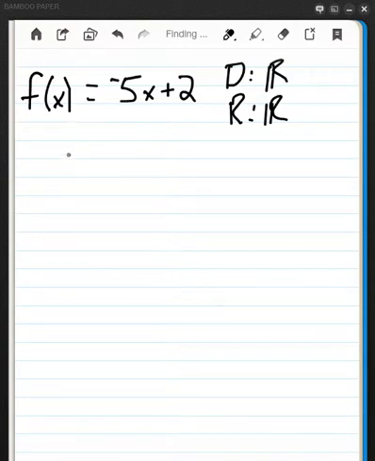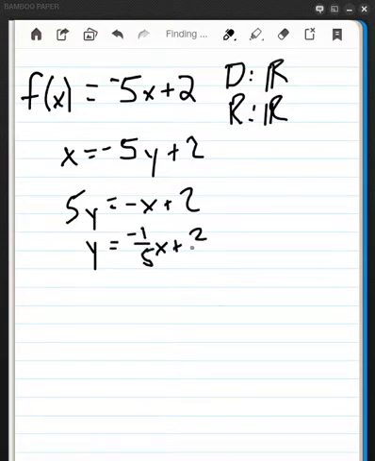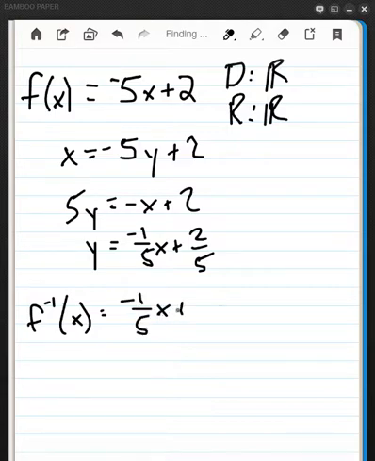Alright, we're going to switch our independent and dependent variables. So we're going to end up with x equals negative 5y plus 2. And we need to solve for y. So let's move this negative 5y to the other side to make it positive and subtract the x from both sides because the x needs to be away from the y. And then divide by 5, we get negative 1/5 x plus 2/5. There's our inverse function. So the inverse of f of x is equal to negative 1/5 x plus 2/5.